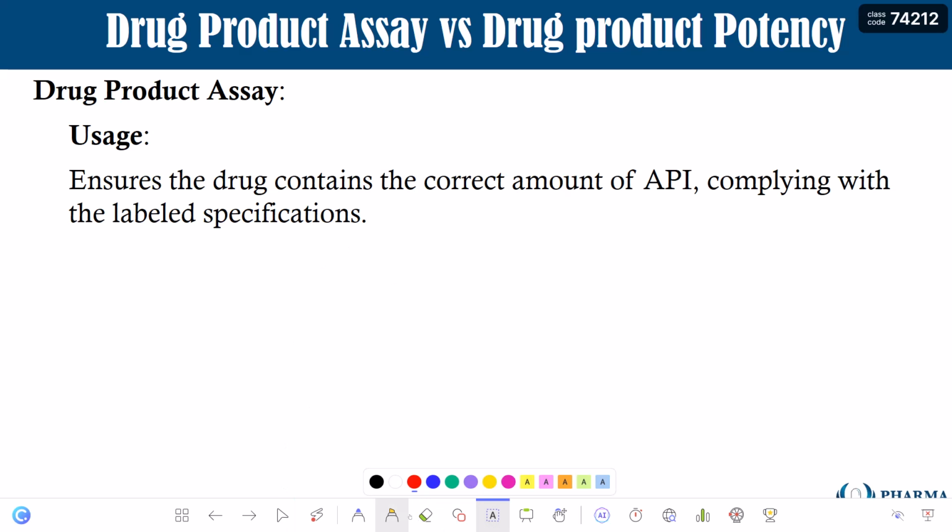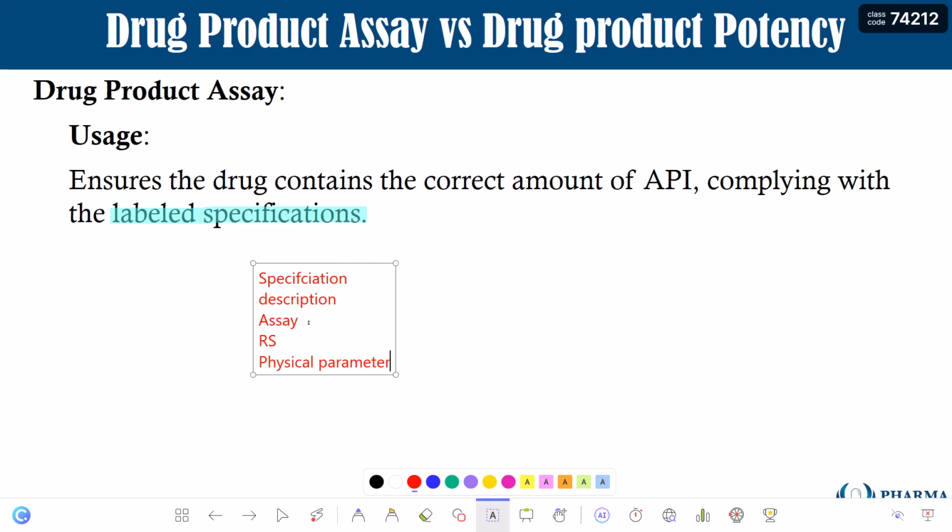What is meant by labeled specification? What is meant by specification or the labeled specification? This is nothing but every drug product must have the specification, and the specification could be simple like description. It could be a very important test like assay, related substances, and any other physical parameter, right?